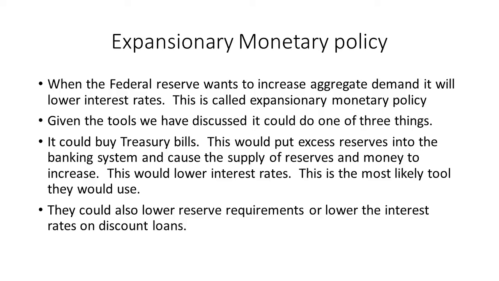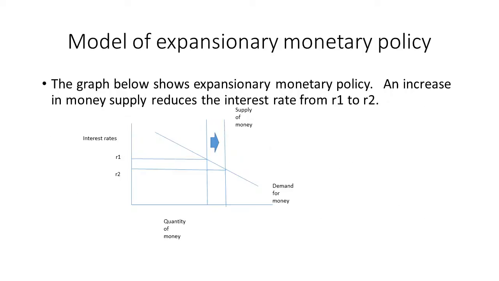This would lower interest rates, and this is the most likely tool they would use, because banks all are going to have more reserves. They're going to compete for loans, and the way they compete for loans is by lowering interest rates. They could also lower reserve requirements or lower the interest rates on discount loans, but as we've indicated, this is not likely because the reserve requirement is too strong and the discount rate doesn't work particularly well. They could, of course, also lower the interest rate on excess reserves, which would also be very weak.